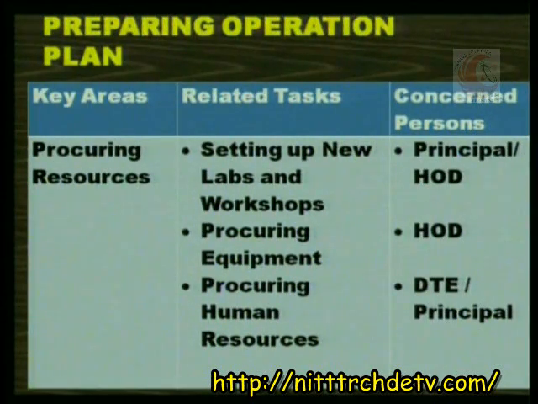Now, corresponding to these tasks, we identify the persons who will be responsible for this. For setting up new labs and workshops, the principal or head of department will be responsible. For procuring new equipment, the HOD will be responsible, and for procuring human resources, the Directorate of Technical Education and the principal of the institute will be the main persons who will interview the candidates and take the desired number of faculty or staff members to enable the institute to implement the curriculum.